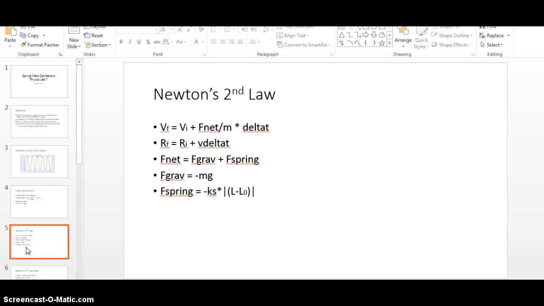As for Newton's second law, we have here final velocity equals the initial velocity plus total F net divided by mass times delta t. For the position, we have our final position equals initial position plus the velocity times change in time. F net, the total pushes and pulls, is going to be the sum of F gravity plus F spring. In this case, F gravity is negative because the force of gravity is pulling down on the spring. And then we have the formula here for F spring.